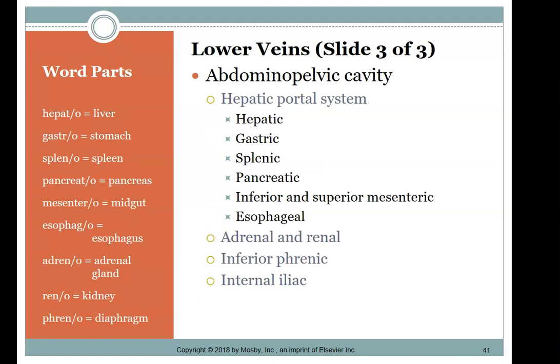In the abdominal pelvic cavity, you've got the hepatic portal system, which contains the hepatic, gastric, splenic, pancreatic, inferior and superior mesenteric, and the esophageal. Then you've got the adrenal and renal, inferior phrenic, and internal iliac. And then you've got the word parts. Hepato equals liver, gastro equals stomach, spleno equals spleen, pancreato is pancreas, mesentero is midgut, esophageo is esophagus, adreno is adrenal gland, reno is kidney, and freno equals diaphragm.